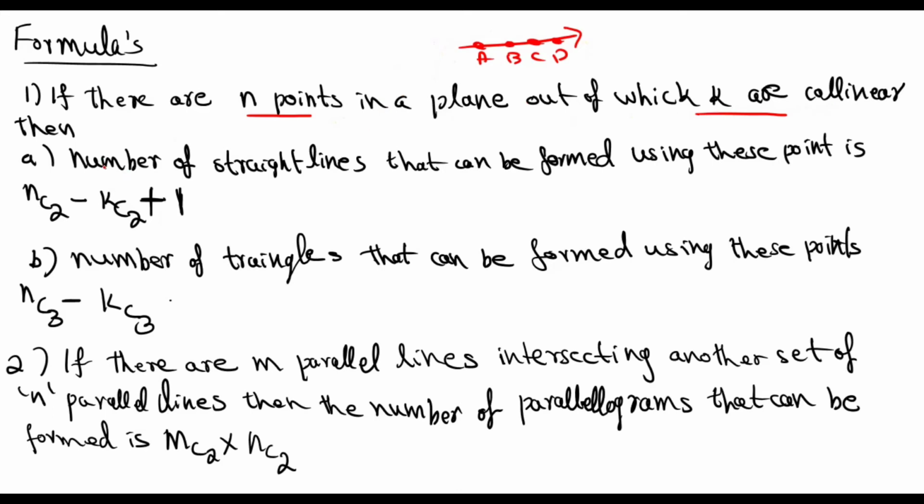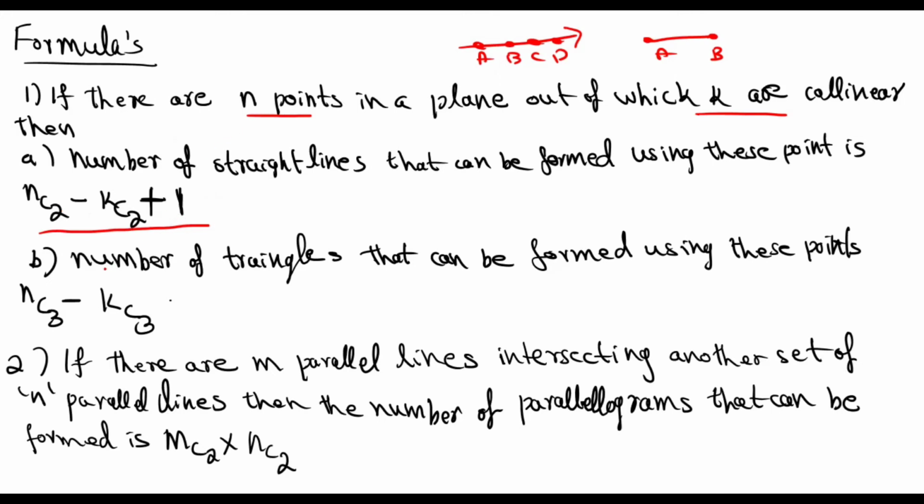Then the first formula is: the number of straight lines that can be formed using these points is NC2 minus KC2 plus 1. To draw a line, we need at least 2 points, right? A and B. So the number of straight lines that can be formed is NC2 minus KC2, because you need to remove the collinear points, plus 1. Just to remember, if the question is the number of straight lines formed out of n points of which k are collinear, then the formula is NC2 minus KC2 plus 1.